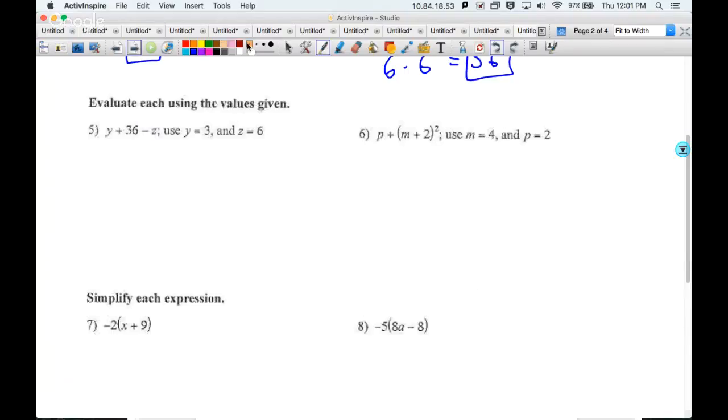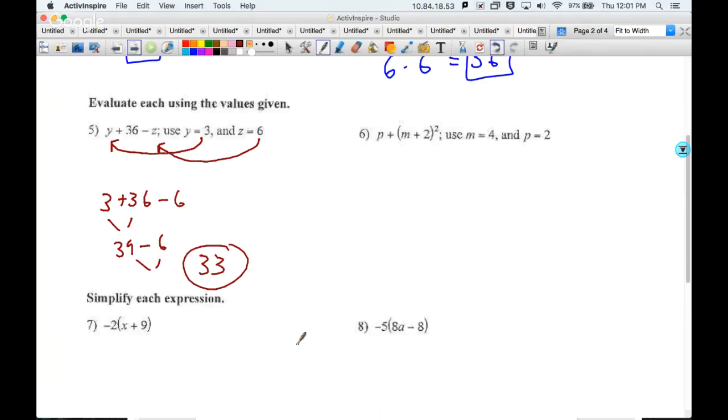Evaluate using a value given. So if y equals 3, 3 can replace y. If z equals 6, 6 can replace z. If there's multiple z's, they would all become 6's. Let's write this out now. 3 plus 36 minus 6. Add these first. 39 minus 6. Now do the subtraction. 33.